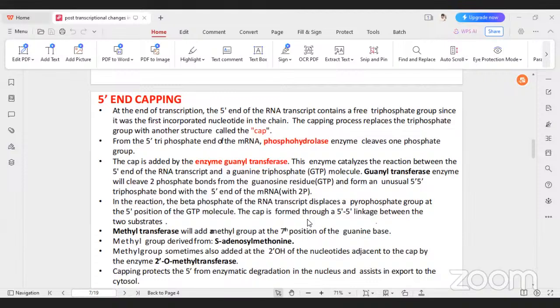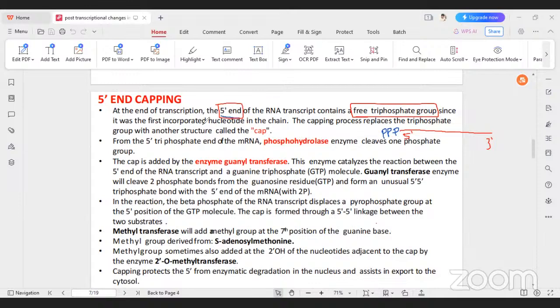At the end of transcription, the 5 prime end of the mRNA strand contains a free triphosphate group. This is the 5 prime end and this is the 3 prime end, and the 5 prime end has the free triphosphate.